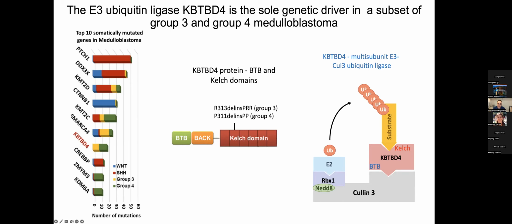domain, which recruits a CAL3 complex, and which in turn recruits a ring finger containing protein for the E2. And then they have a Kelch domain, and this Kelch domain is required to recruit substrate. And the mutations in KBTBD4 were quite interesting, because they were all residing within a particular region of the Kelch domain. So although most frequently in E3 ubiquitin ligases we have inactivating mutations, this didn't look like an inactivating mutation. It looked more like a gain of function mutation.